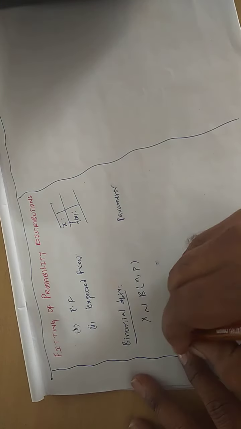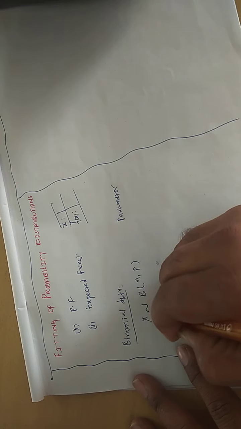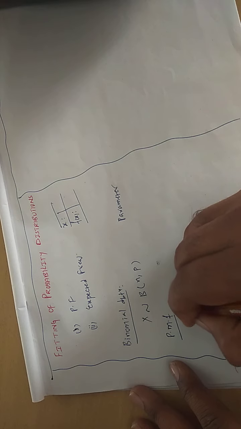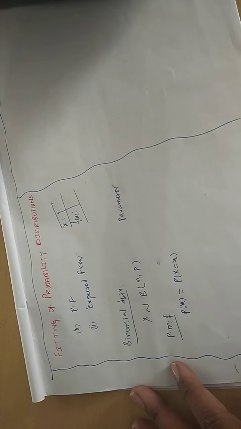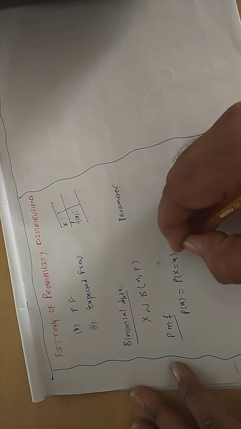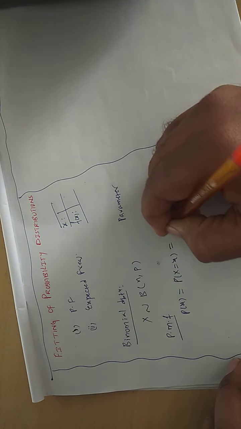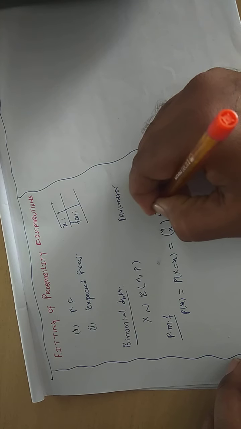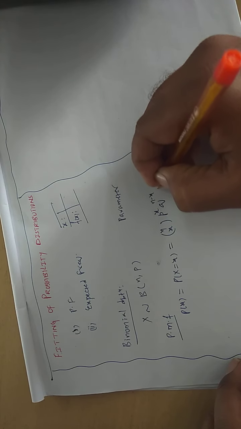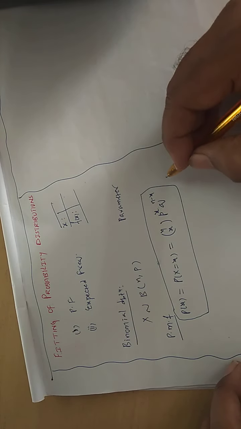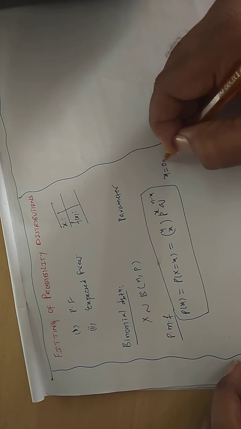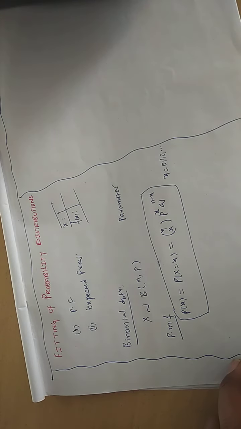Before that, what is the probability mass function of the binomial distribution? Probability of random variable X taking x, see how I am rendering the notation I am writing, which is nothing but nCx p^x q^(n-x). This is called the probability mass function of the binomial distribution, where x takes only discrete values like 0, 1, 2, 3, 4 up to n values.